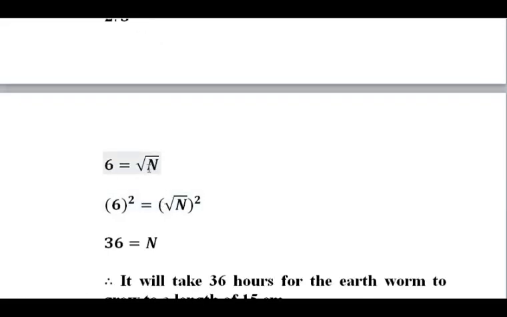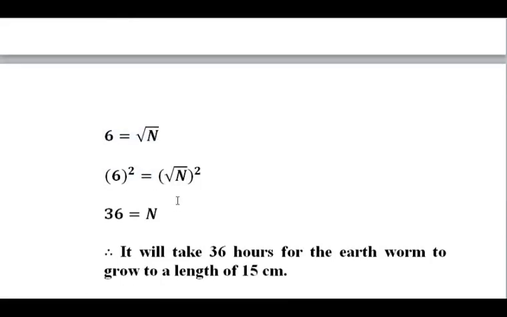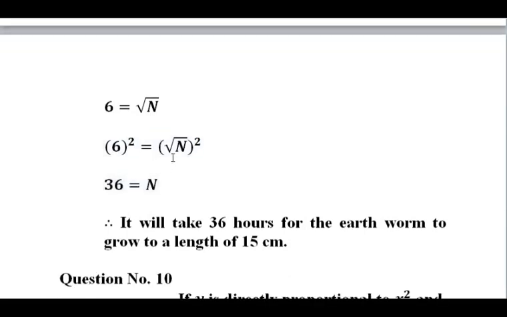We are finding n, number of hours. So let's take square of both sides. Taking square of both sides, 6 times 6 equals 36, and square root n with the square equals n. It will take 36 hours for an earthworm to grow to a length of 15 centimeter.